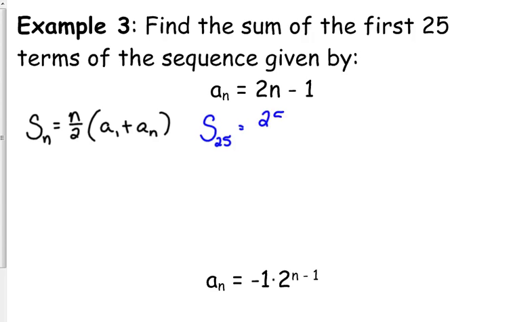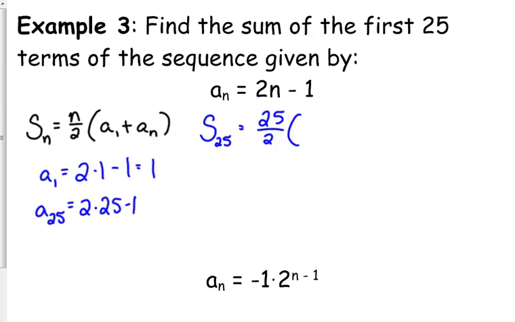So we know n is 25. We need our first term. Well, we have the explicit formula, so plug in 1. 2 times 1 is 2, minus 1 is 1. We need the 25th term. Yeah, I got the explicit formula, plug in 25. 2 times 25 is 50, minus 1 is 49. So 1 plus 49.